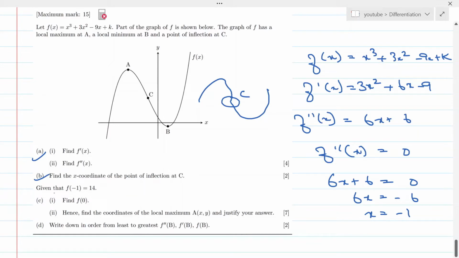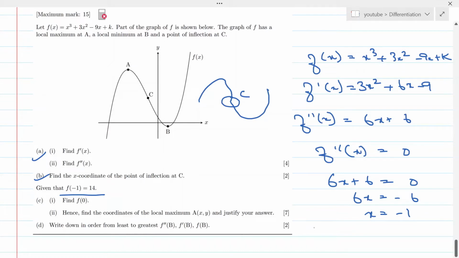Now the next part is, given that f of minus 1 is equal to 14, find f of 0. So clearly it looks like when we substitute x as 0 in f of 0, we are going to get the value of k, but we don't know what k is. So first we have to use f of minus 1 equal to 14 to find that value.